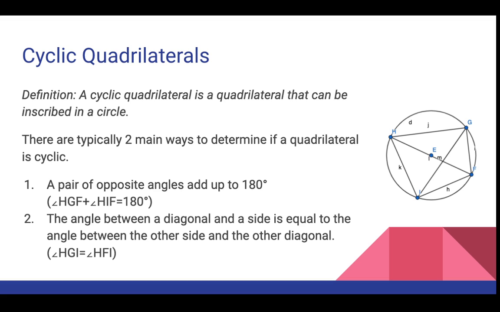So this is probably something new, and it's one of the most crucial ideas in angle chasing, which is cyclic quadrilaterals. A cyclic quadrilateral is basically a quadrilateral that can be inscribed within a circle. So in this figure to the right, we have that quadrilateral HGFI is inscribed within this circle D. That means quadrilateral HGFI is a cyclic quadrilateral.